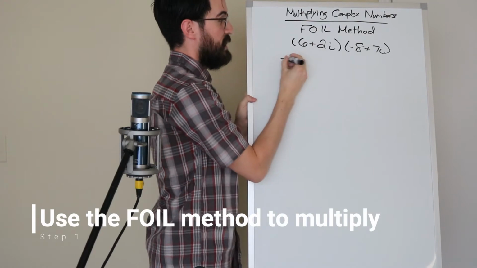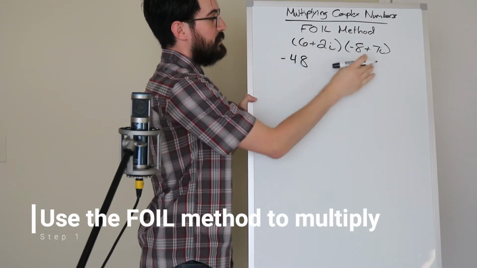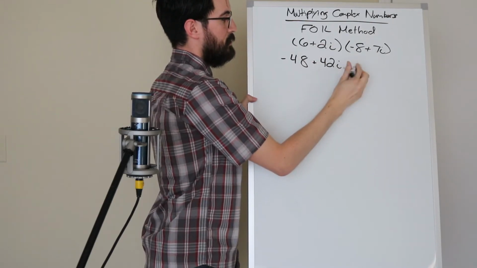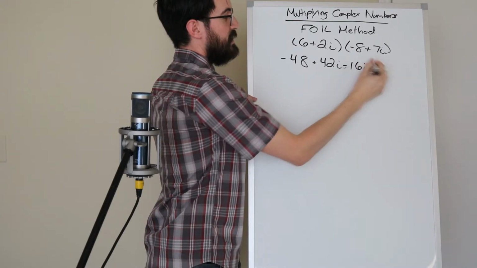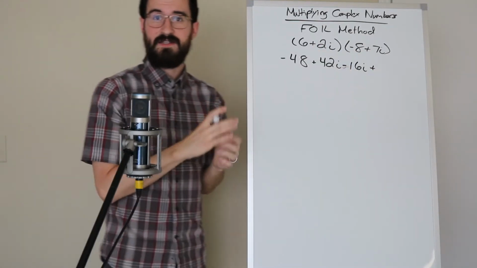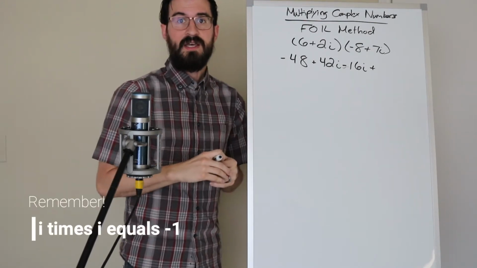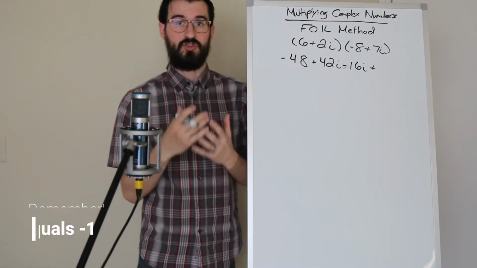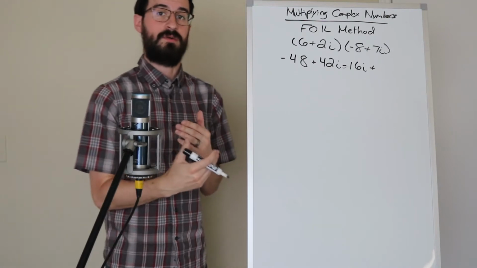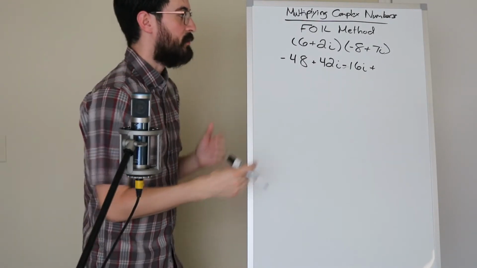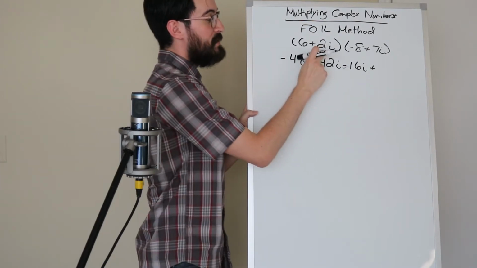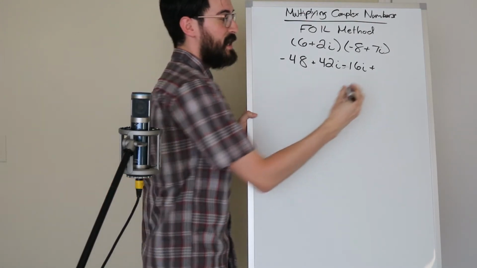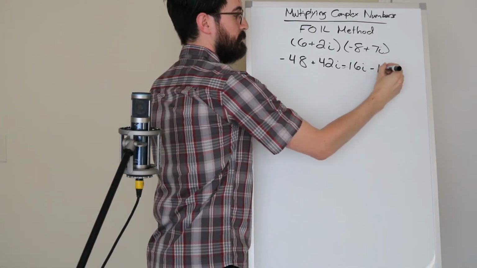So we need to do our first together, our outer together, our inner, and then our last. Now our last, in this case, because we've written it in standard form and our i's are at the end, that means that we're going to have i times i, which gives us negative 1. Because if you take the square root of negative 1 multiplied by the square root of negative 1, you get negative 1. So we got negative 1 times 2 times 7. 2 times 7 gives me 14, times the negative 1 created by i times i gives me negative 14.